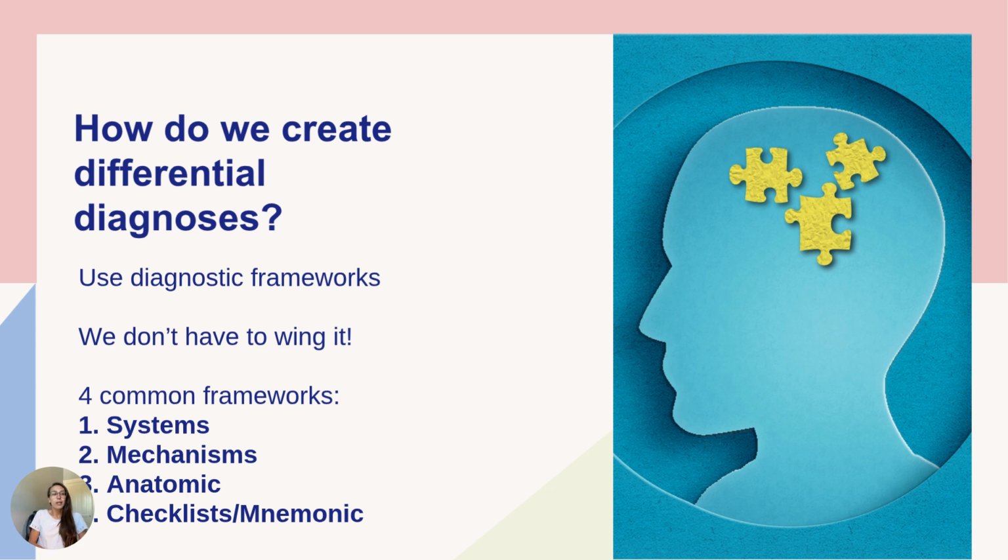So, really, how do we create differential diagnoses, right? We're not winging it, we're not pulling things out of thin air. We use our knowledge base about disease and we create these diagnostic frameworks for various clinical presentations. So, the four common frameworks used in medicine are the systems framework, the mechanisms framework, the anatomic framework, and the checklist mnemonic framework. Again, really important to highlight that it's not a one size fits all. It's really up to you to figure out what framework works best in your brain to organize a case in front of you. And I'll go through many case examples of what I mean by this.